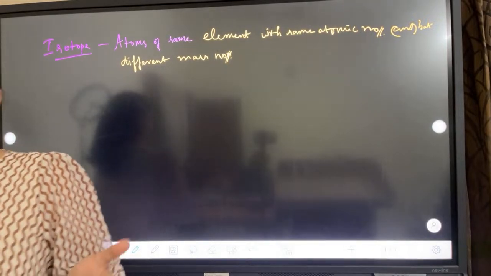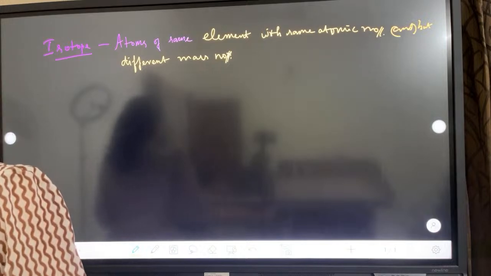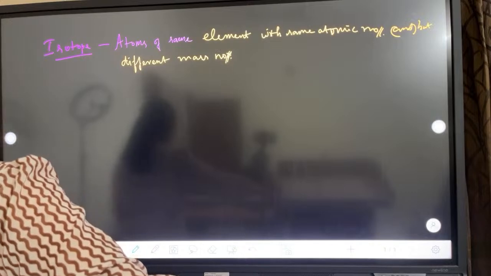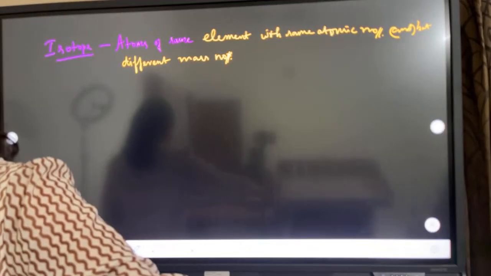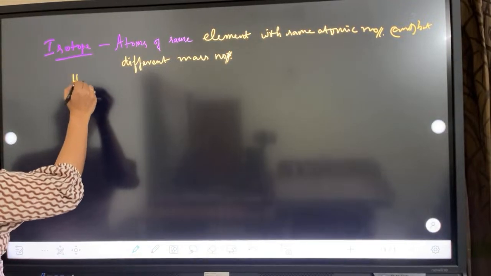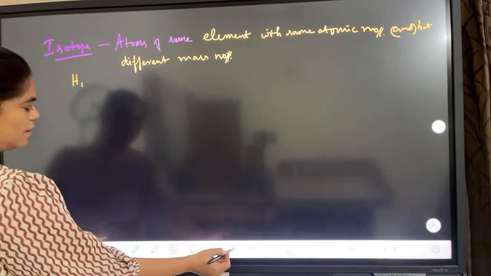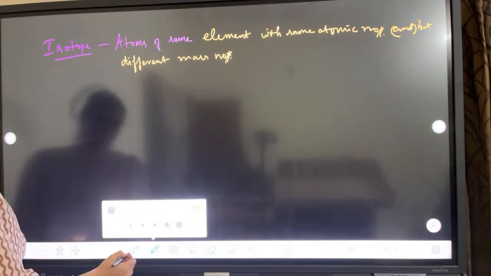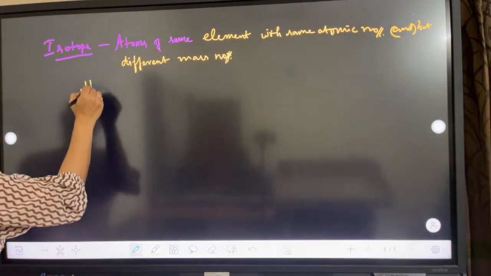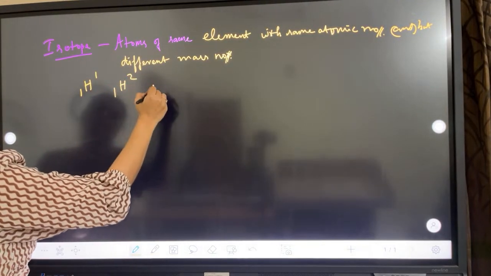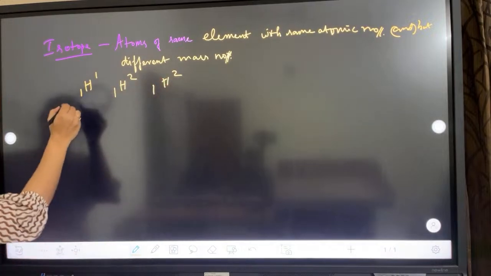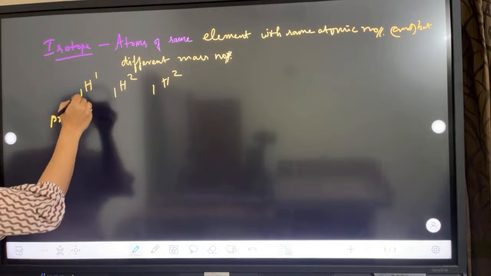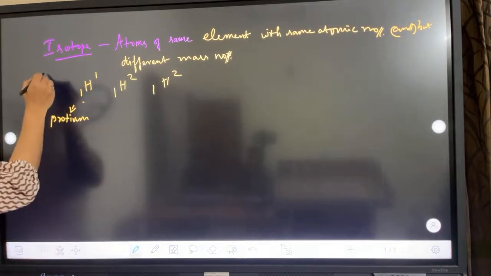You may think hydrogen is diatomic, right? Hydrogen exists in diatomic nature. But how does hydrogen exist in nature, in our atmosphere? Hydrogen may exist in different forms, like this only it can exist. So this, actually speaking, is protium. What is its atomic number? What is its mass number?